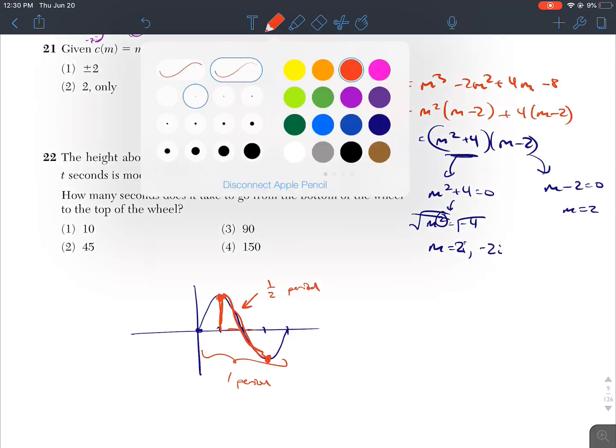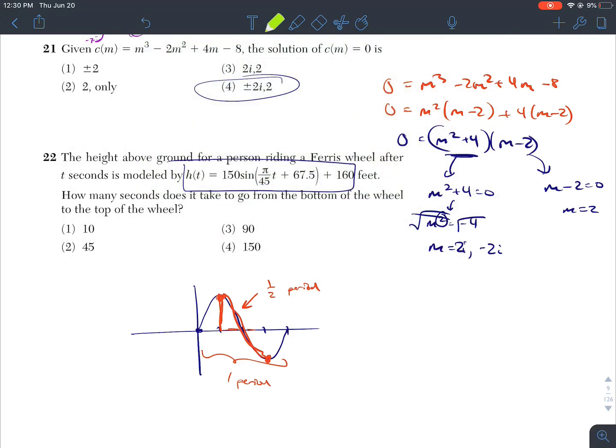Now there's a lot going on in this function, but in terms of the period, the only part that matters, well, it's not the amplitude, it's not the outside shift, and it's not the inside shift. Only the b value has to do with the period. So if we want to figure out the length of one period, we set pi over 45 t equal to a full cycle, 2 pi. We solve for t from here. Pi t is equal to 90 pi. We divide by pi on both sides, and we get t equals 90. So this is one period.